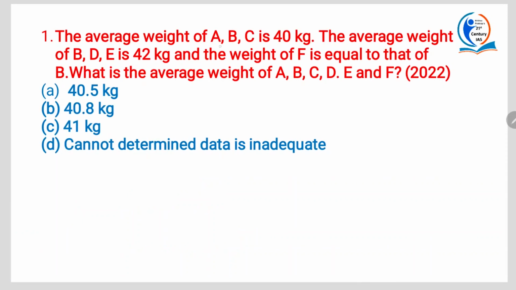The average weight of ABC is 40. The average weight of BDE is 42 kgs and the weight of F is equal to that of B. What is the average weight of ABCDEF?